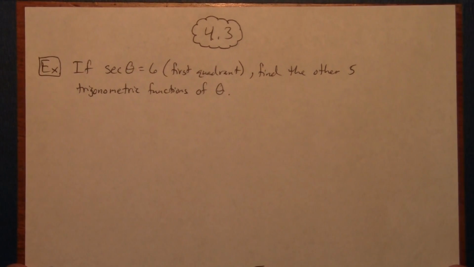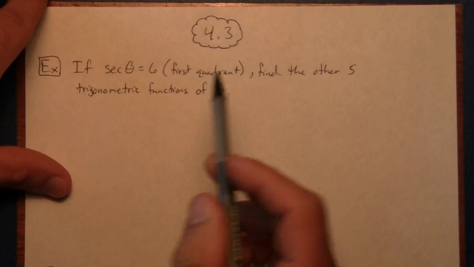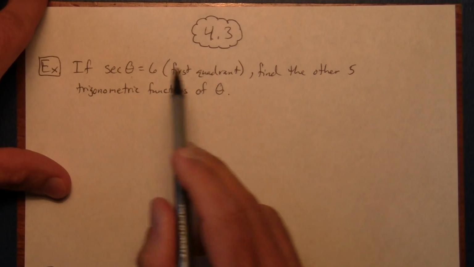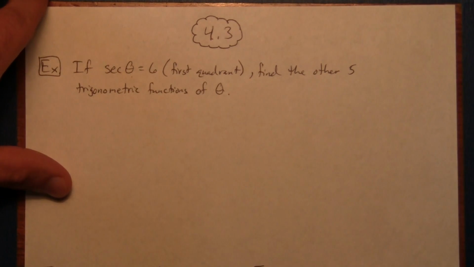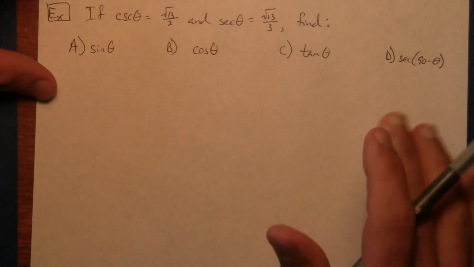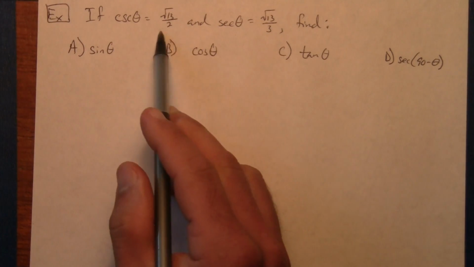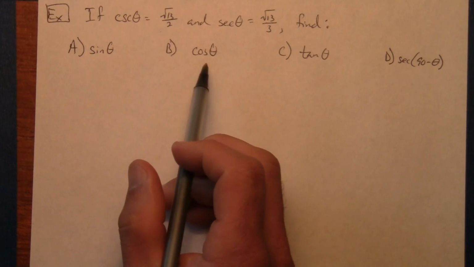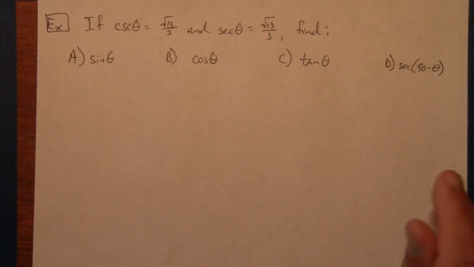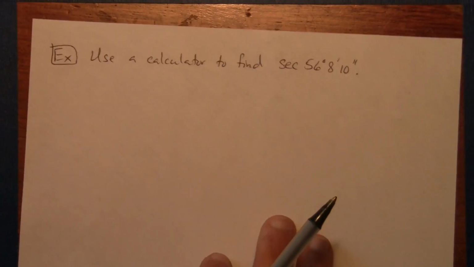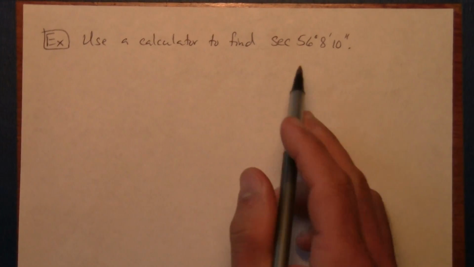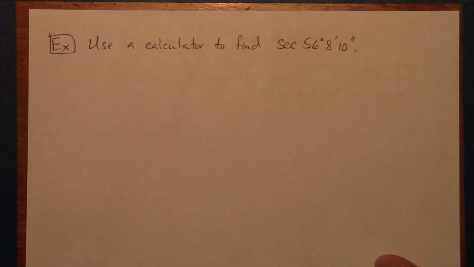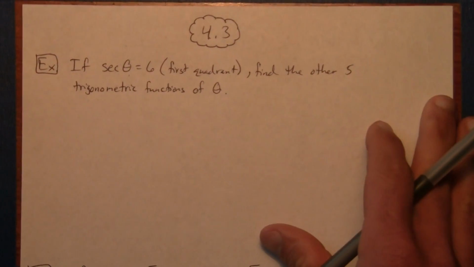All right, for section 4.3, I'll take a look at 3 problems to help you out today. I'm going to take a look at finding, well, they're going to give you one trigonometric function, and they're going to ask you to find the other 5 trig functions of that angle. Another problem, they're going to give you 2 trigonometric functions, and then ask you to find basically the other trig functions. They ask for specific ones, but you could find any of them if you wanted to. And then the last one I'll do is just a quick one with the calculator, finding a particular trig function with your calculator. One that's not necessarily on there.